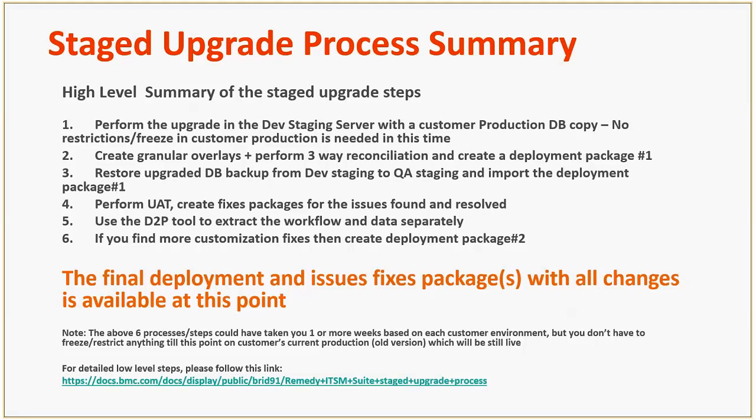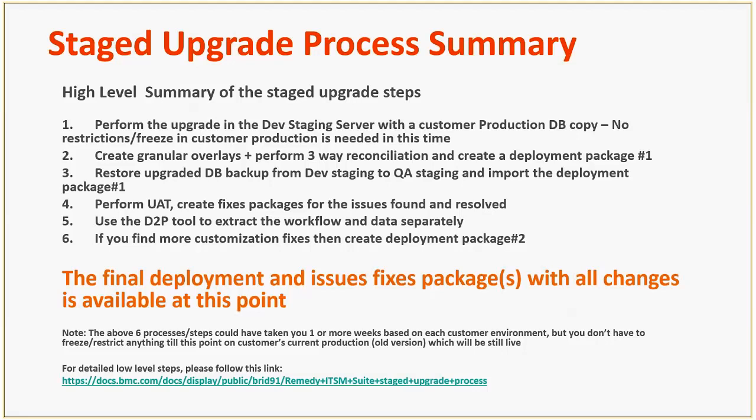During these 6 steps, you don't have to do any freeze or any restrictions in your current production environment, right? So get a latest copy of your production server, restore it on your dev staging server, and perform your upgrade. Once you successfully perform your upgrade, if you're coming from a pre-7604 environment, you need to work on your overlays, create your overlays, right? And then convert your overlays to granular overlays by a process called three-way reconciliation, right? And if you're coming from 7604 or later versions, you need to make sure that you convert your overlays to granular overlays before proceeding with your other activities, right?